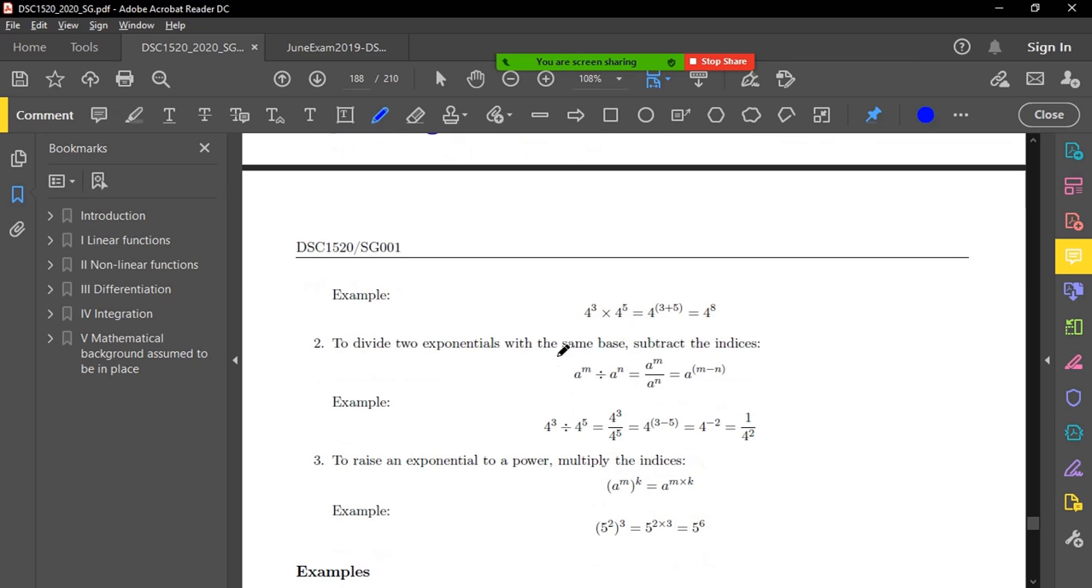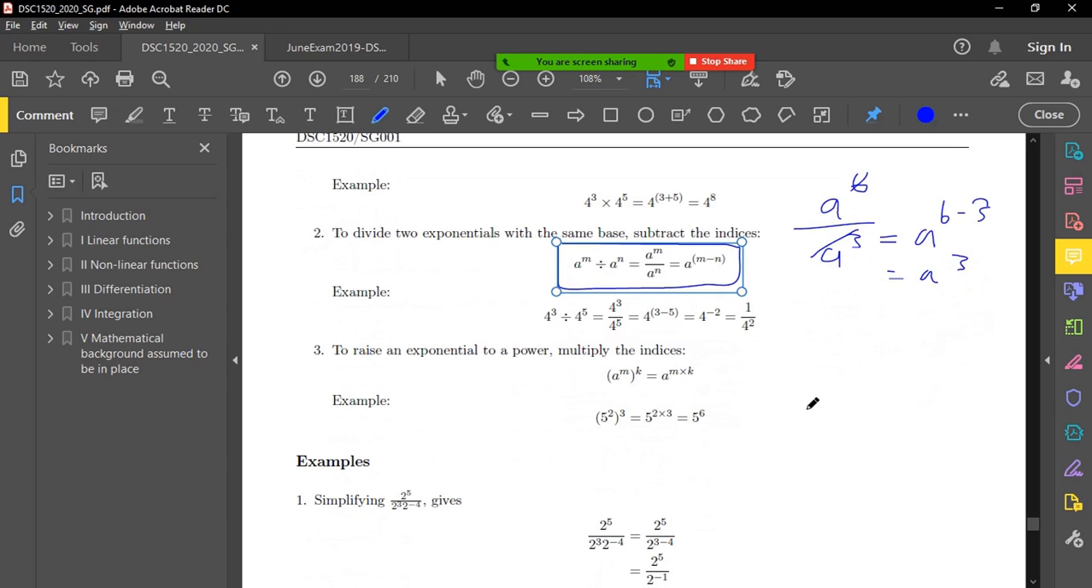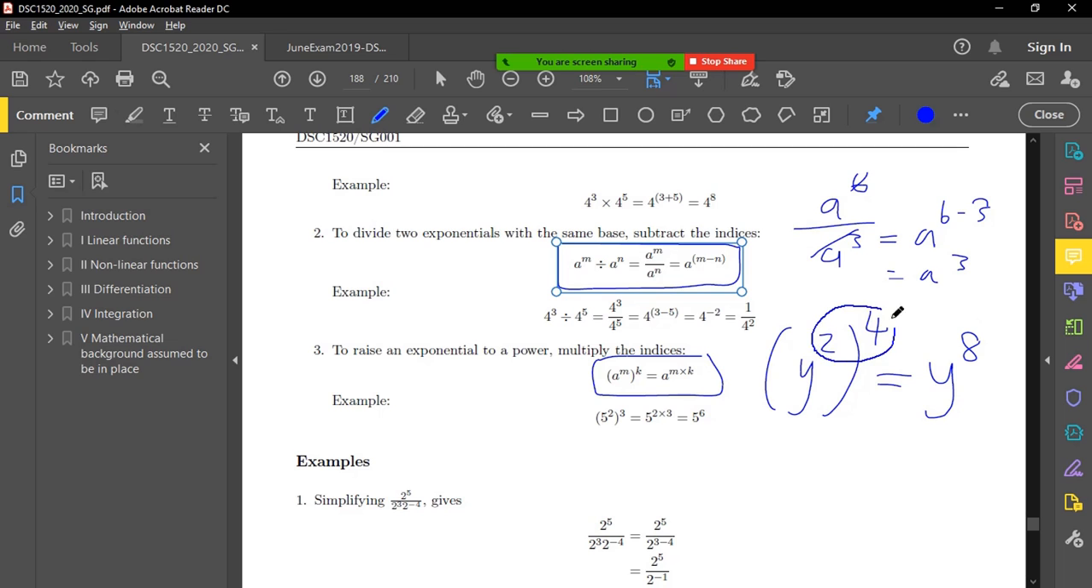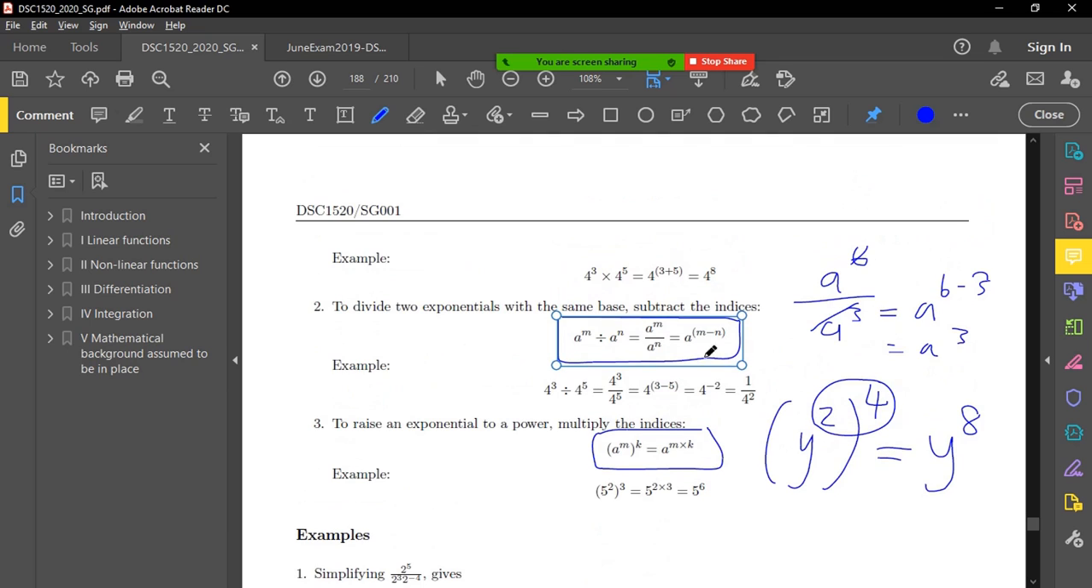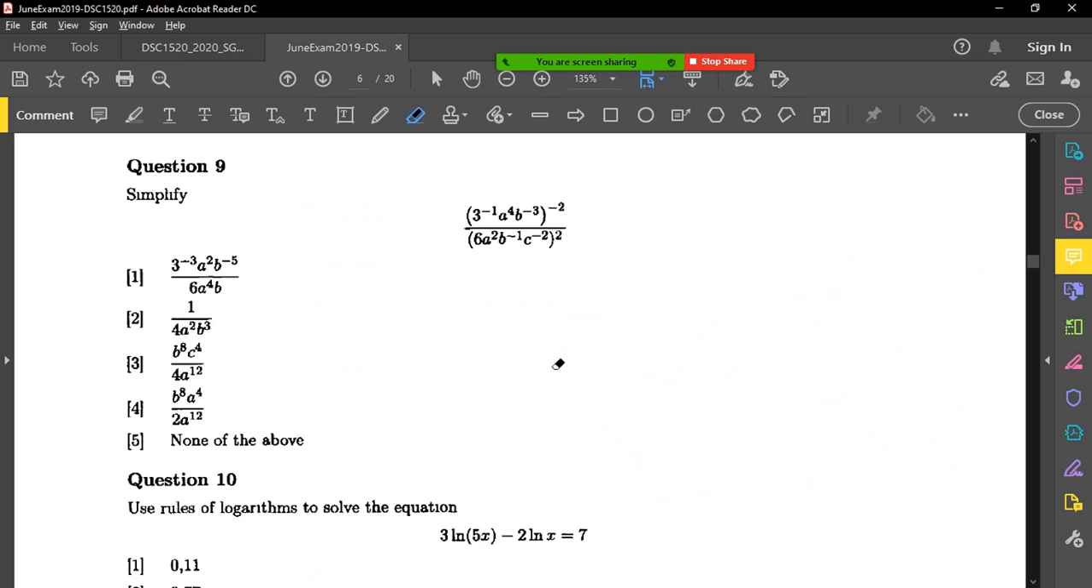When you have division, for example, 8 to the 6 divided by 8 to the 3, then I'm going to subtract. I can cancel like that, or I can say 6 minus 3 is 3. Does that make sense? Yes. When you have a scenario like this, y to the 2, open brackets, to the power 4, then I'll have y to the 8. I multiply those exponents when it's raised by a bracket. Do you see that? Okay, so those are the rules that you need in order to complete this equation.